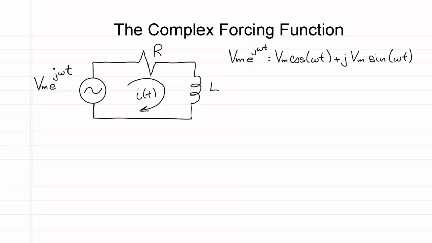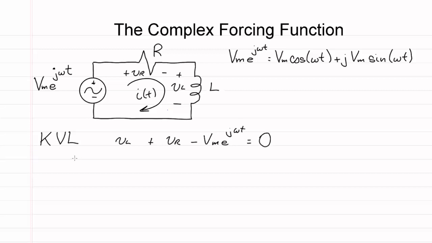Well, to begin our analysis, we can use KVL around the loop. So we'll apply KVL, where we take the inductor voltage, VL, plus the resistor voltage, VR, minus the voltage across our source, which should add to 0. Or we can write VL plus VR minus Vm e to the j omega t must be equal to 0.